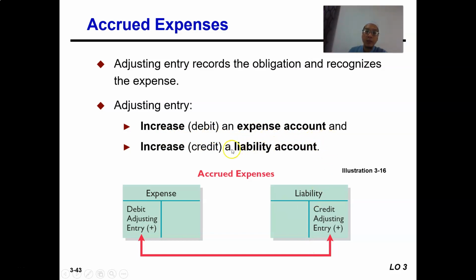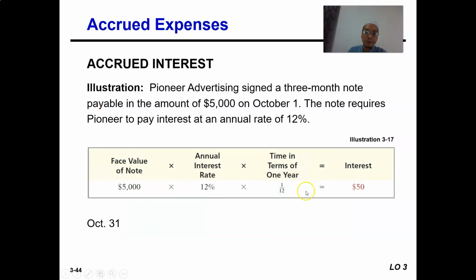And on the other hand, we need to recognize that we have an obligation. We have some money owing to another party. Therefore, it is a liability. We want to increase our liability. Therefore, to increase the liability, we need to credit our liability account. We debit our expense account and we credit our liability account. That's the adjusting entry for accrued expenses.